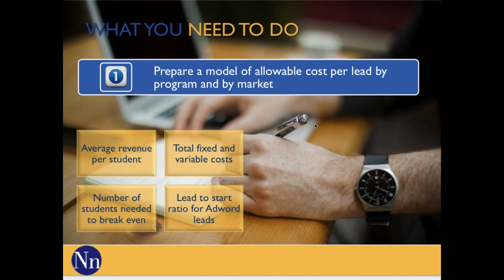You use those numbers to know the number of students you need in order to break even. In my world, I say we add 20% to that and begin to build a model of what your lead to start ratio tells you you can afford for a PPC lead. So building this model will allow you to know as you go in by program and by market how much you can spend, because you are going to need to spend more in order to maintain the amount of traffic you have.